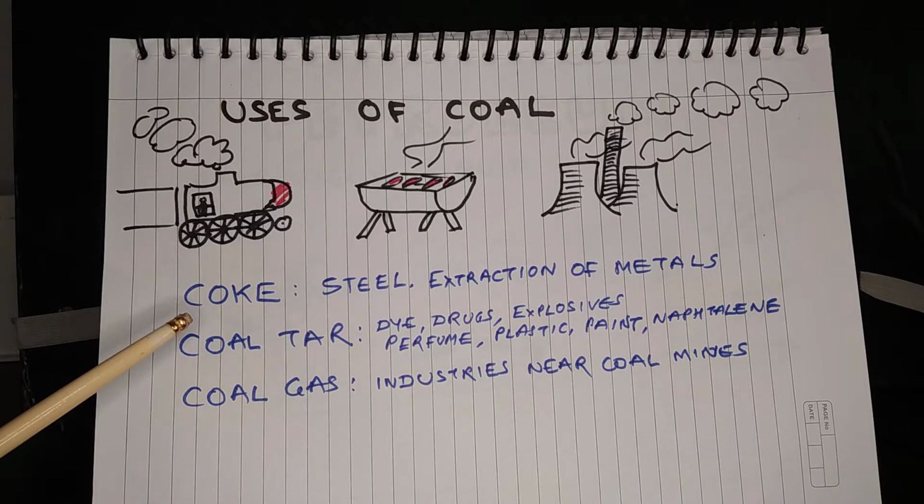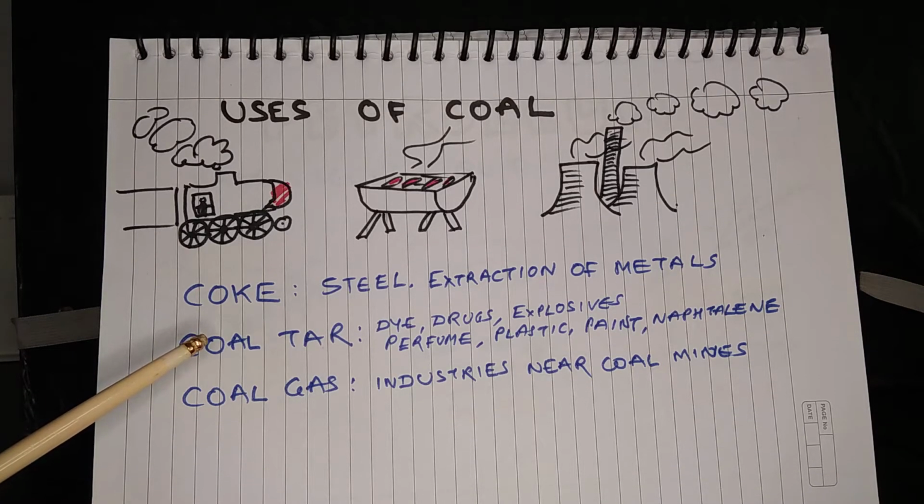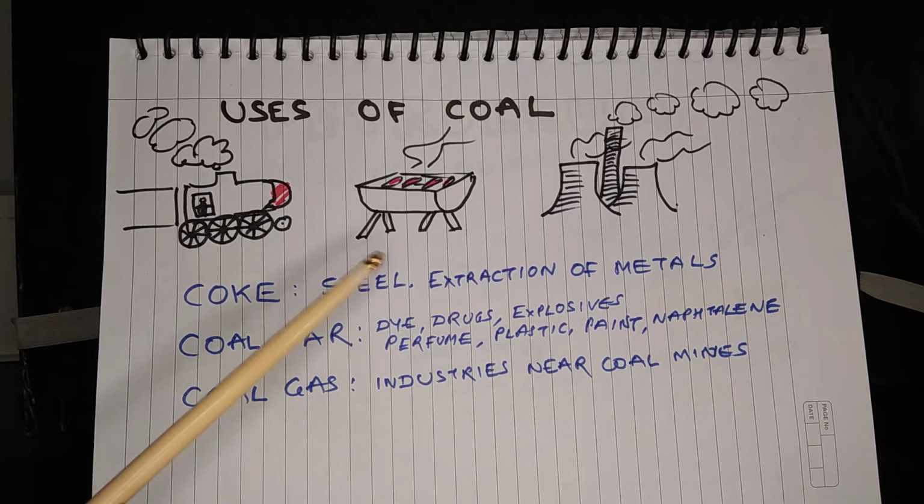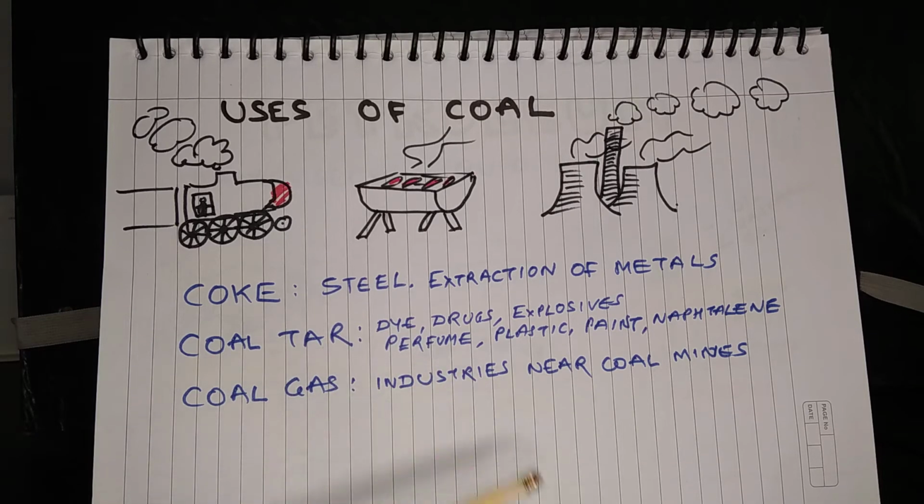Coke is a porous material and it is almost pure form of carbon. Because it is the pure form of carbon, it is more efficient as fuel than coal, and hence coke is used while manufacturing steel and it is used in extraction of metals.